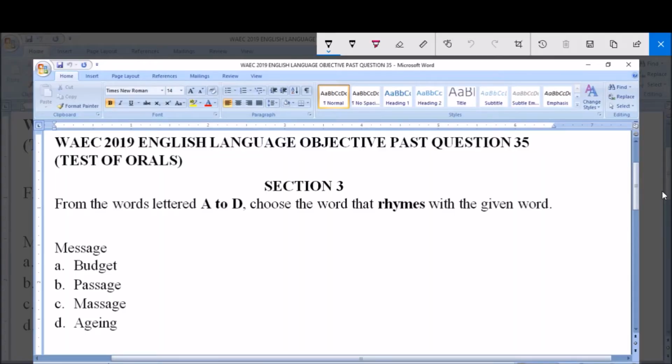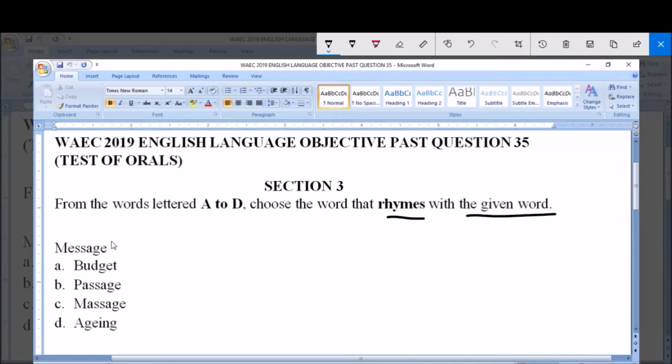Hello, I'm going to be answering WAEC 2019 English Language Objective Past Question 35 on the test of orals, Section 3. Now the instruction is, from the words lettered A to D, choose the word that rhymes with the given word. So the given word is message. So option A, budget, B, passage, C, massage, D, aging.